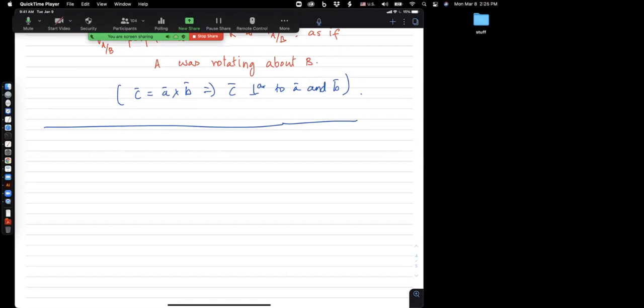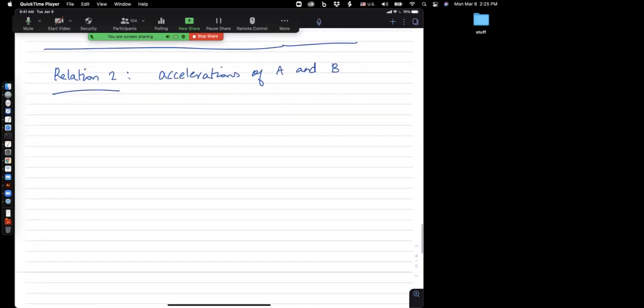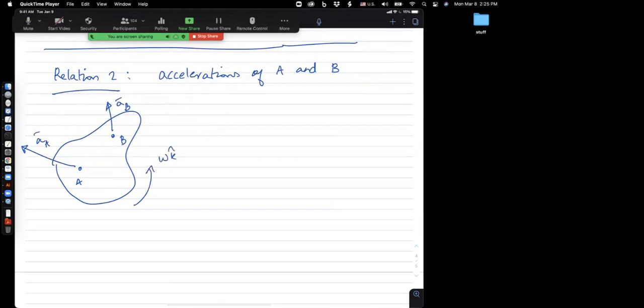And then the next relation, relation 2, has to do with accelerations of A and B. So if you have 2 points, A and B, on the rigid body, and let's say, again, we have some acceleration of point B and some acceleration of point A, and we have some omega of the rigid body, and we also have alpha, the angular acceleration of the rigid body, okay? All these are given.